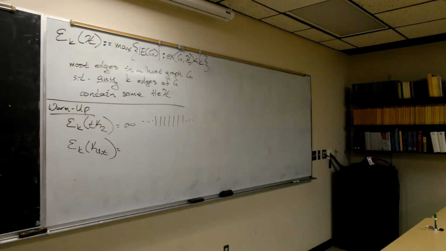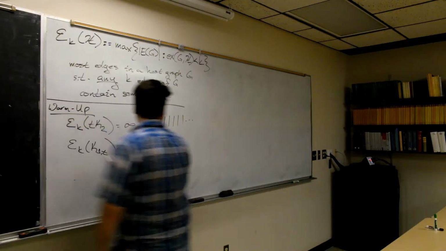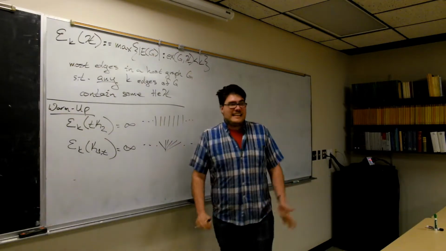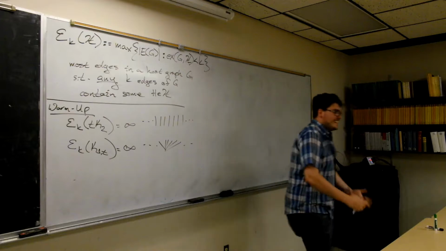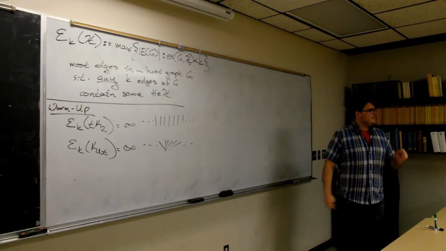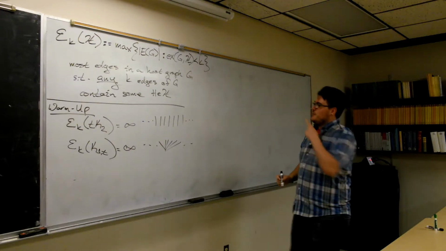Yeah. Also should be infinite. Also should be infinity. And what's the construction, Ryan? A large star. Again, any t edges I pick gives me a star, so certainly if t is at least k, I get a star on k edges. Okay, so yeah, this really should be a sup.